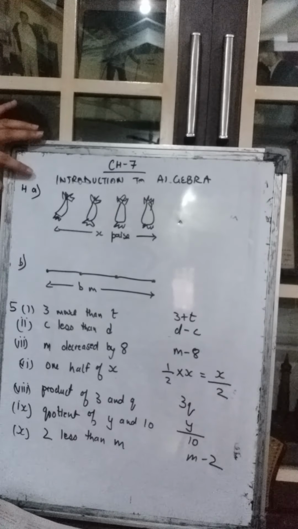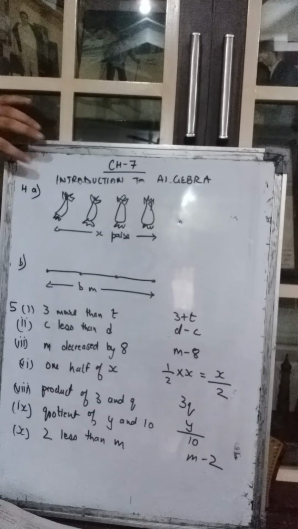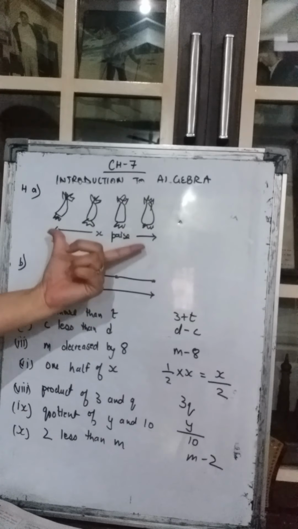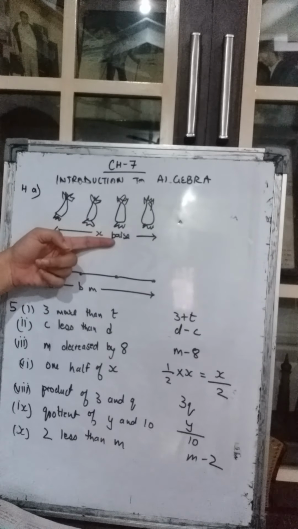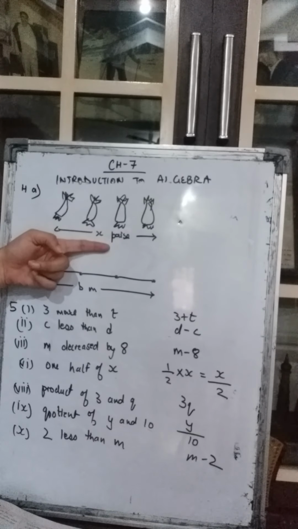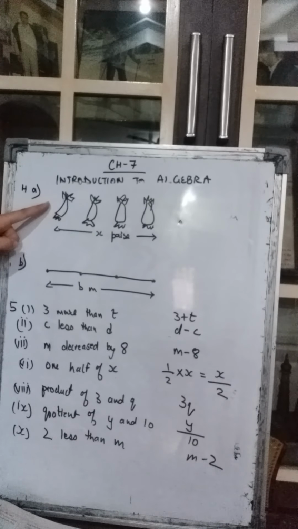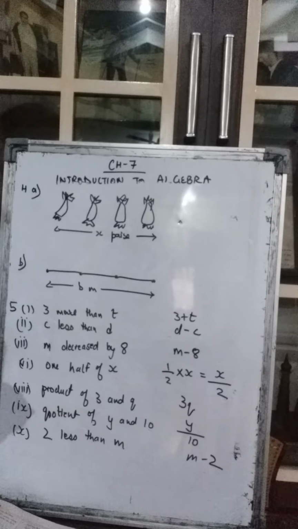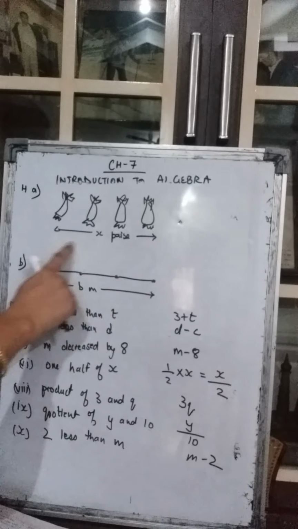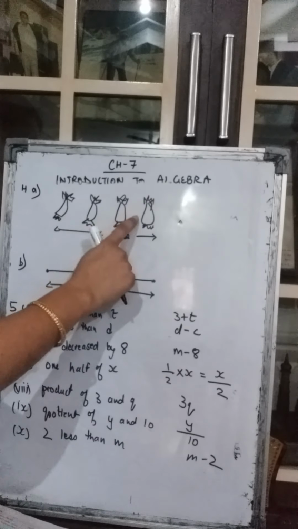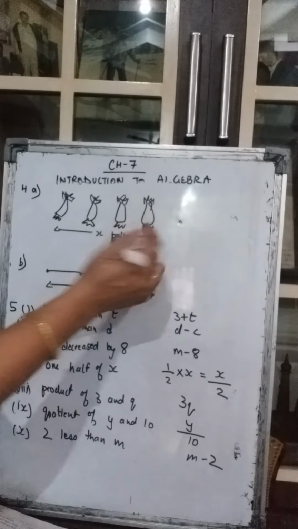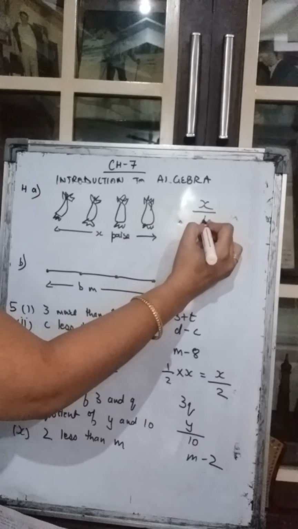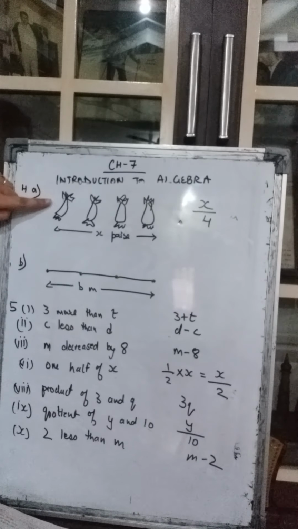Now girls, we come to the fourth question. The A part says there are 4 toffees and the total cost given to you is X paisa. We have to write the cost of each toffee. Whenever we find out the cost of one toffee, what do we do? We divide it from the total cost. The total cost is how much? X. And how many toffees are there? 4. So you will divide this X by 4. You will get the cost of one toffee.